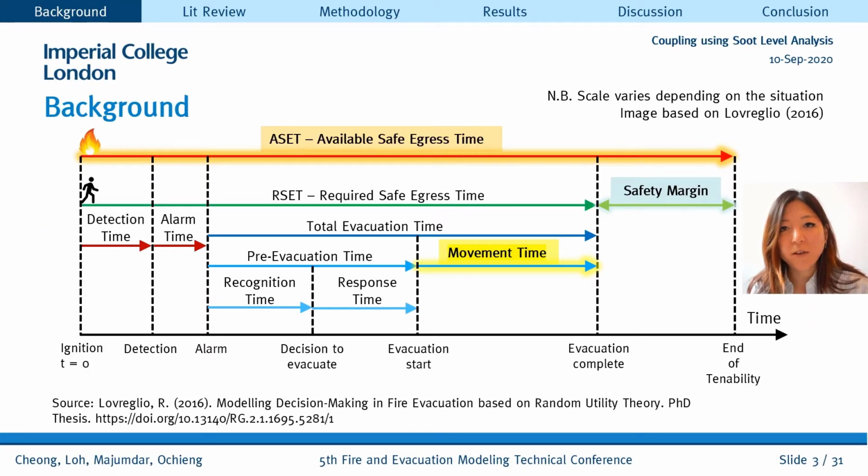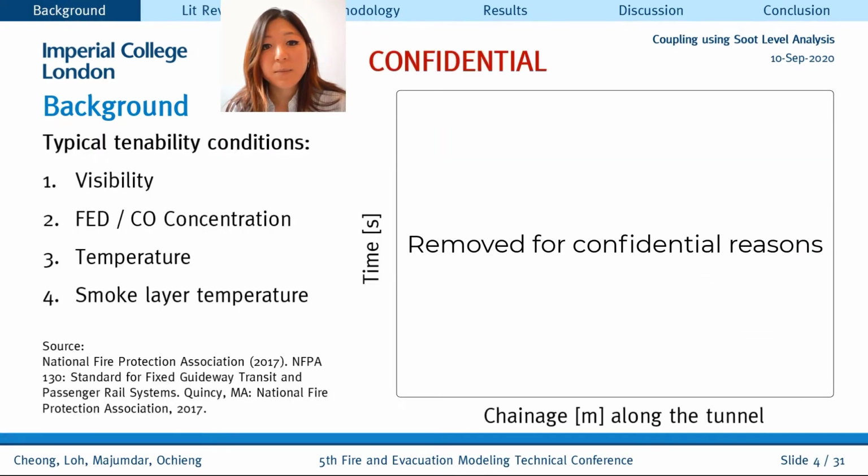When we look at the well-known ASET and RSET relationship, particularly the movement time can vary depending on the tenability condition that the evacuees are faced with. The typical quantified tenability conditions when referring to NFPA 130 are visibility, fractional effective doses, and temperature.